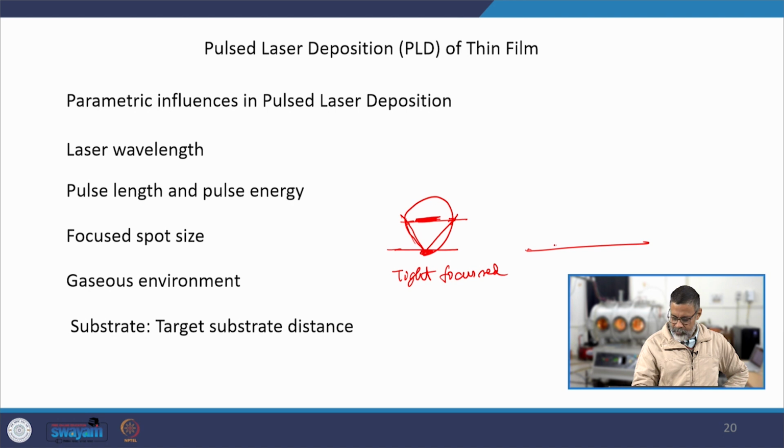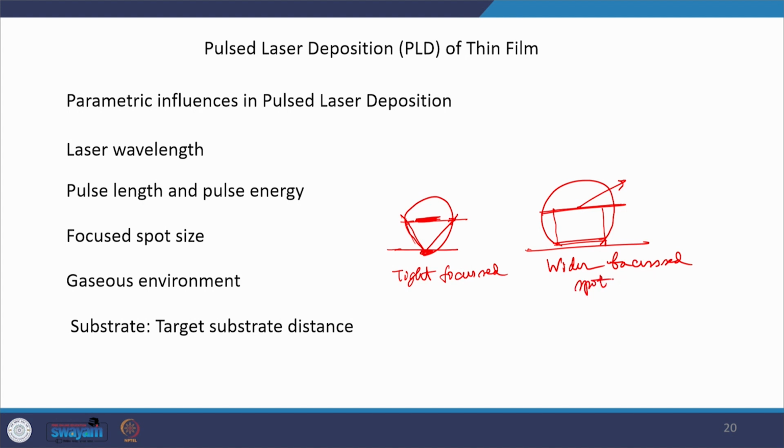Now, if the focus spot is larger like this, the plume will be much more uniform. So, you can get a uniform film over a larger area. This is a wider focus spot, so large area. But in this case, when the focus spot size is much larger, you have to choose the energy accordingly. So, this is also an important thing.